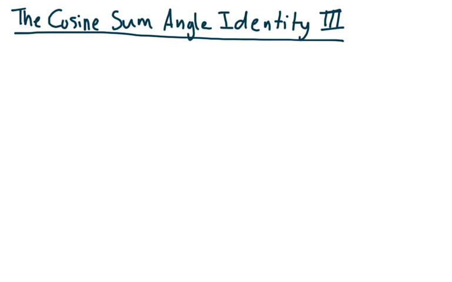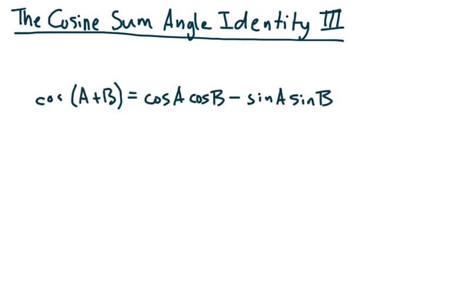We're going to do one more type of example for the cosine sum angle identity. If you'll recall, the cosine sum angle identity says that if you have the cosine of a sum of two angles, this can be expressed as the cosine of the first angle times the cosine of the second minus the sine of the first times the sine of the second. Okay? That's what we're at.